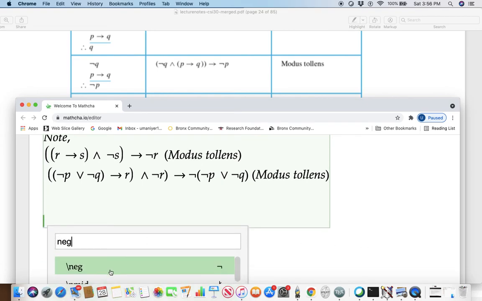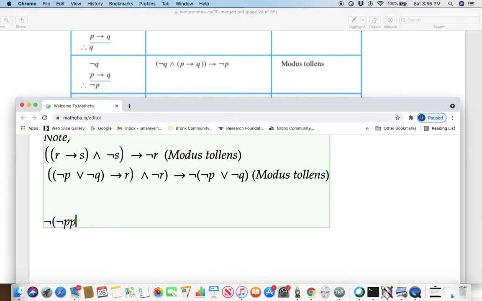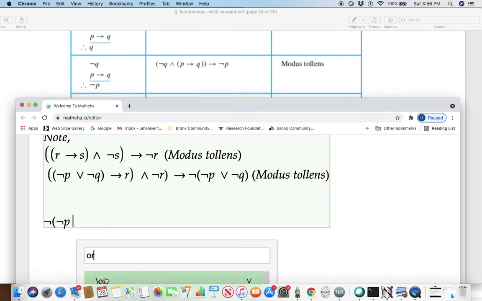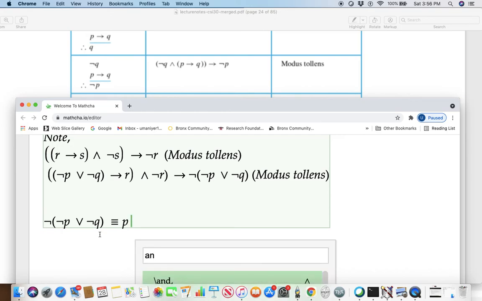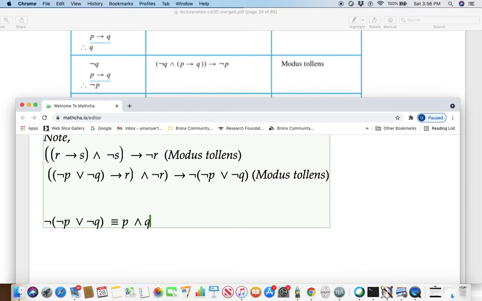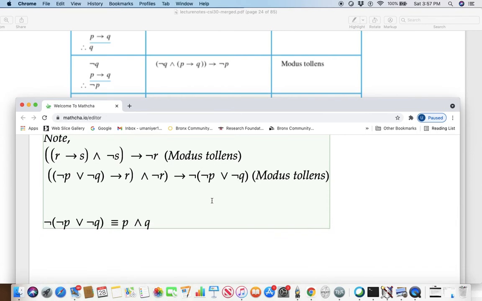Now let's understand this. Not P or not Q is equivalent to negation. You see, we are now going to use De Morgan. That is P and Q. You see. Now, what do we want to say? We want to conclude P. Well, P, so that's your first hypothesis.